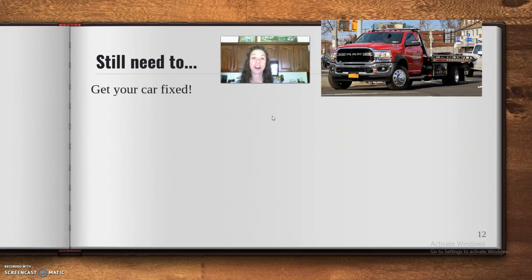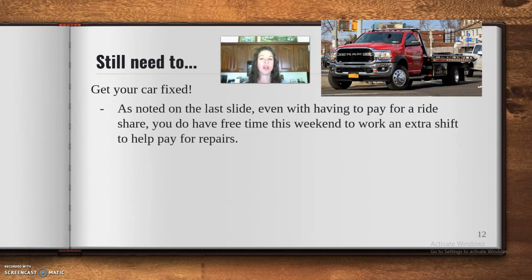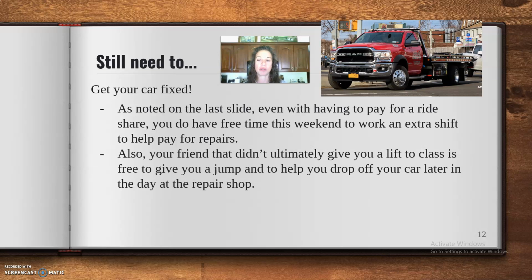So you need to get your car fixed, right? That's the idea with this tow truck, but hopefully you won't have to call a tow. So you're going to have to pay a little for the ride share, but you do have some time this weekend to work a shift to help pay for repairs. So that's part of the reflection on the problem solving process.